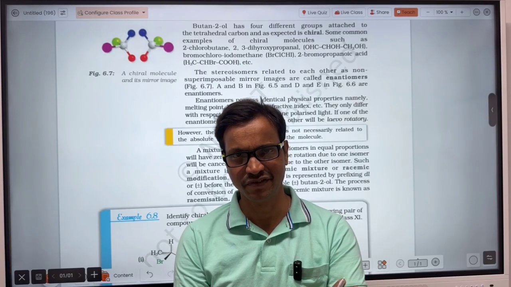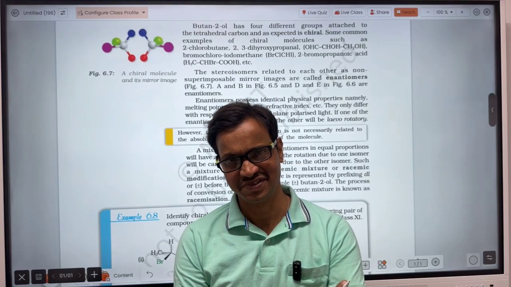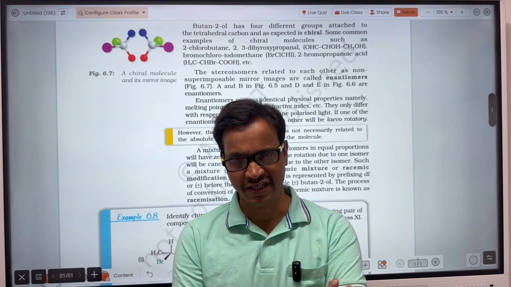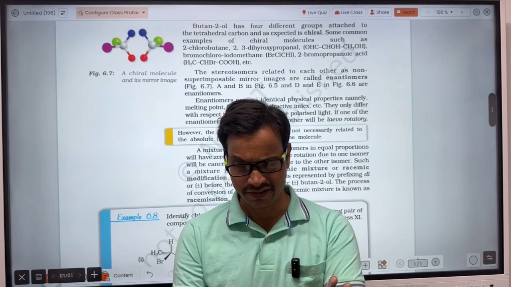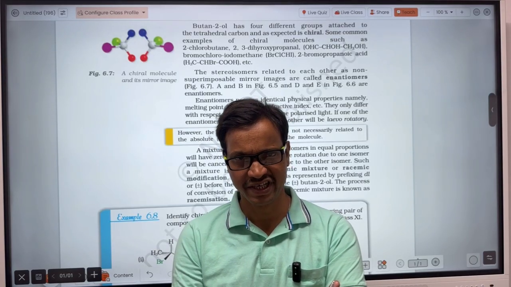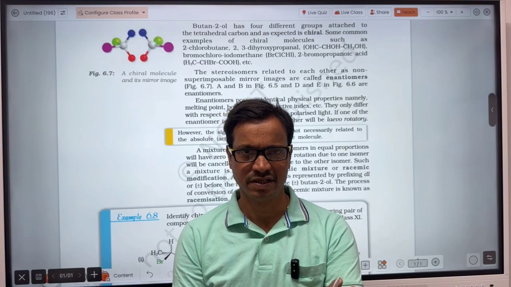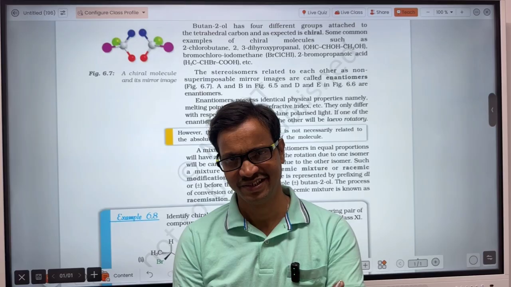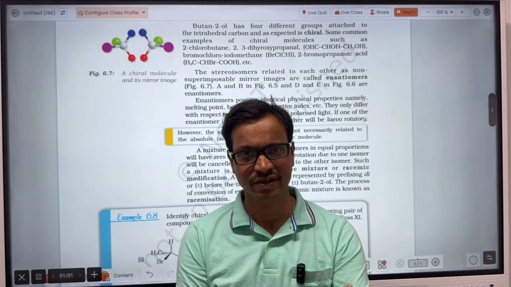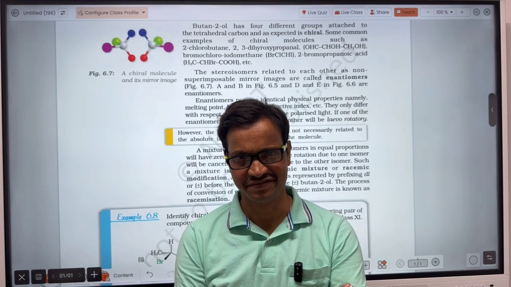Then there will be inversion of configuration. And if the same number of molecules undergo inversion of configuration and retention of configuration, then if one compound rotates the plane polarized light towards the right, the other compound will rotate the plane polarized light towards the left. So the resultant optical activity will be 0. That mixture will be called a racemic mixture, and that phenomenon will be called racemic modification.